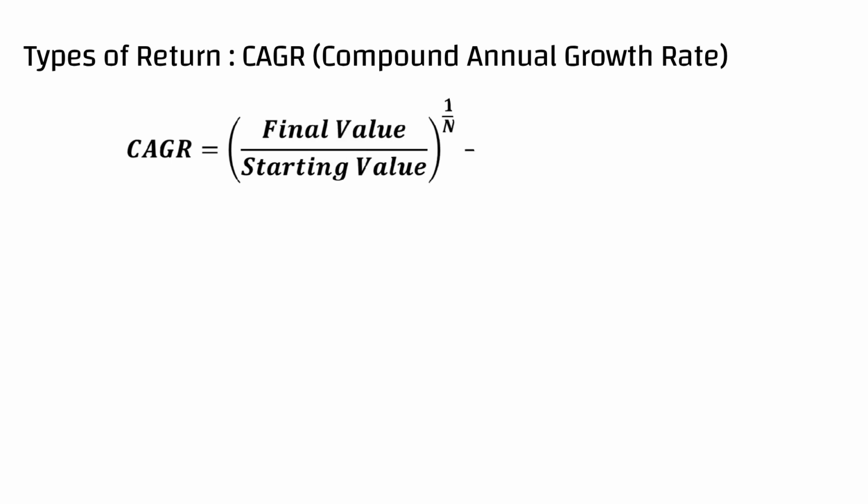The formula to calculate is shown here. So CAGR is calculated as the final value divided by the starting value to the power of 1 by n, minus 1. Now let me ask you one question. Have you seen this formula before? Let's take a closer look and let's think for a little bit.